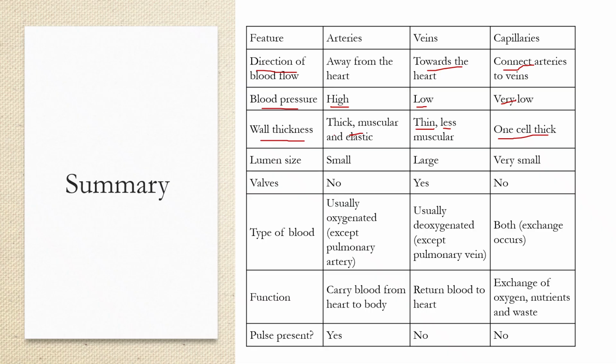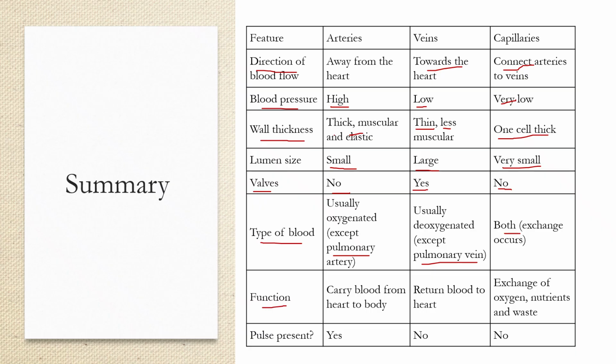Lumen size. In case of arteries it is small, in case of veins it is large, in case of capillaries it is very small. Then valves. In arteries there are no valves, in veins yes, to maintain one-way flow. In capillaries there are no valves. Then the type of blood. In case of arteries usually oxygenated, and there is only one exceptional case, and that is the pulmonary artery. In veins usually deoxygenated, only one exceptional case, and this is the pulmonary vein. And in capillaries both.